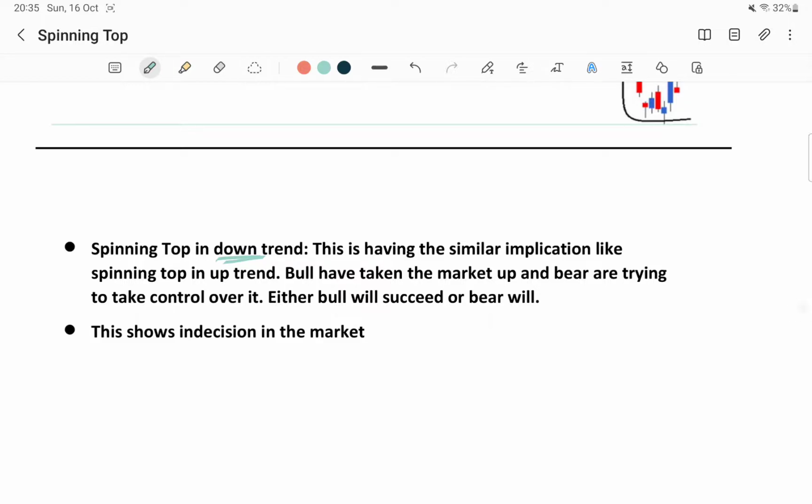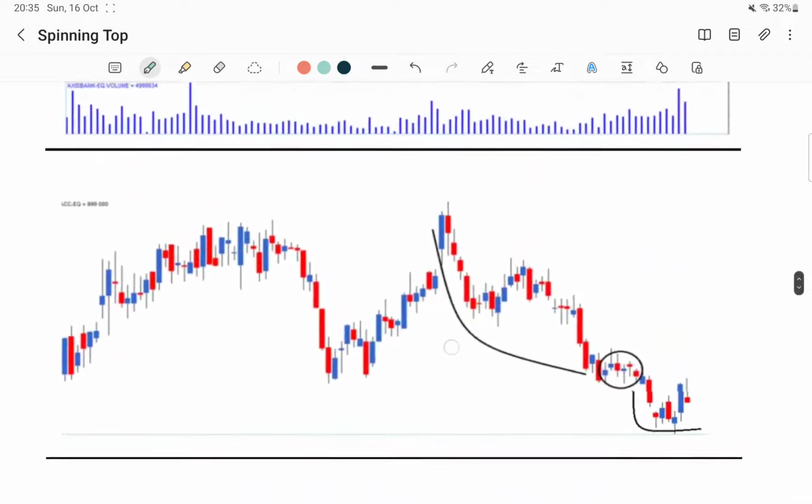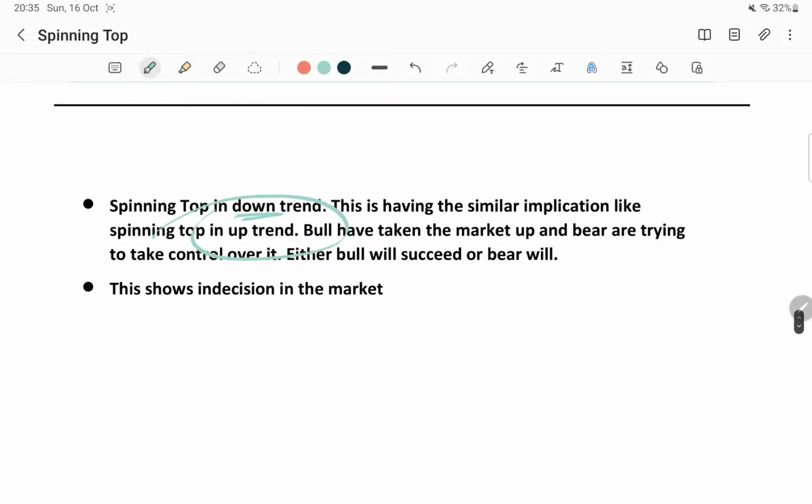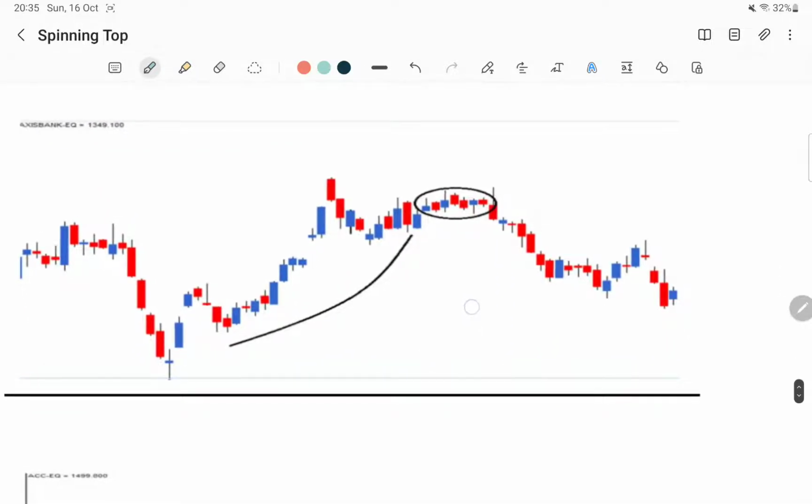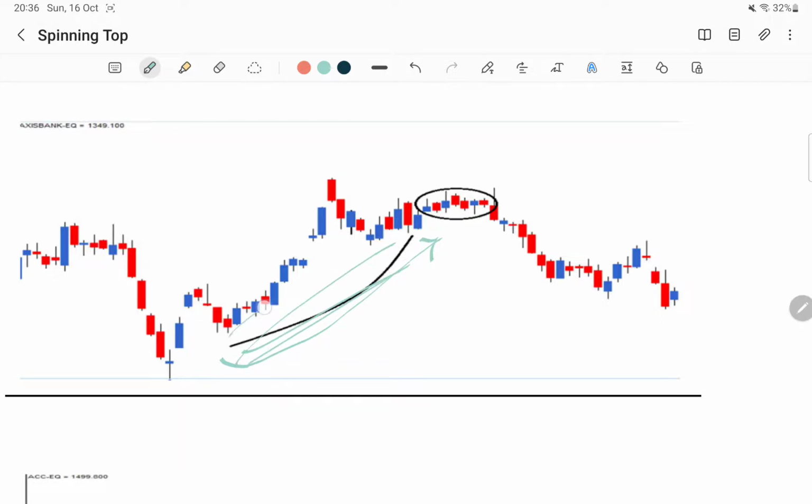Remember one thing: a spinning top in an uptrend has a similar implication to a spinning top in a downtrend, but the action might happen the opposite way. In this portion, the stock has given a huge return at this price area. Why? Because the bulls have taken the control over this area. After that, a spinning top is getting created in this area.